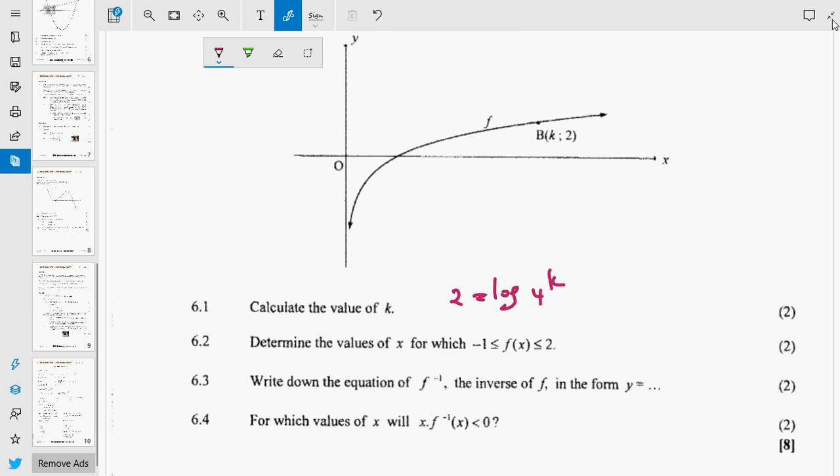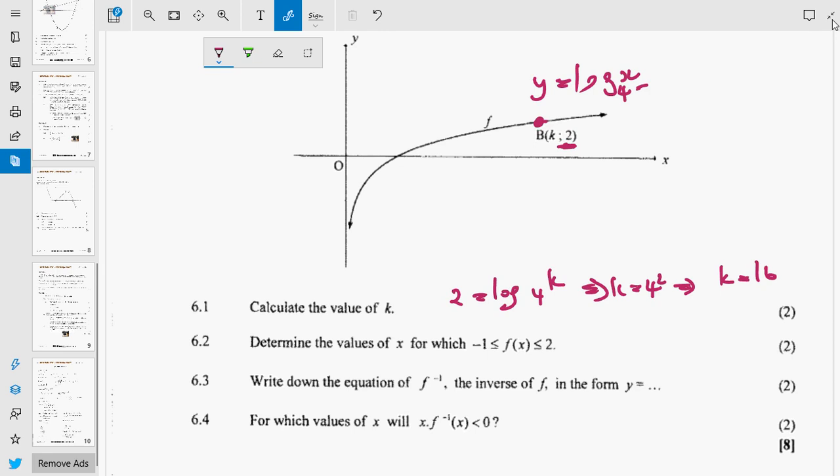Now you have to solve for k. This means that k is equal to 4 squared, which means k is equal to 16. Okay, so if this point lies on the graph of log x base 4, then it must satisfy the equation where y is 2 and x is k.